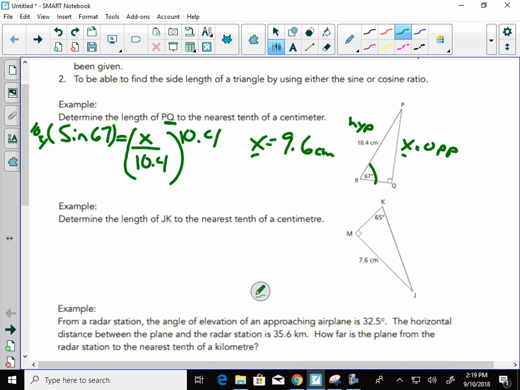All right, so for the next one, determine the length of JK. So that's this guy here. What's the height? That is the hypotenuse. Good, Chloe. All right, so we know x is our hypotenuse. This part is crucial. Determine what sides you have and which trig ratio you're going to use. Based on my k value of 65 degrees, that 7.6 is what side of the triangle? Opposite. Good. So, which one uses opposite and hypotenuse? Sine. Okay, so we're using sine again.